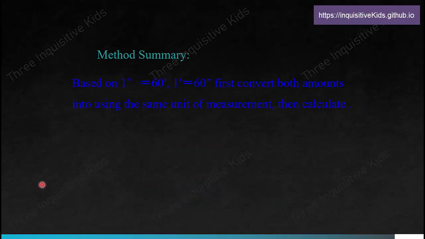So here's a method summary. Based on 1 degree is equal to 60 minutes of arc, and 1 minute of arc is equal to 60 seconds of arc, first convert both amounts into the same unit of measurement, then calculate. So in all the other measurements, like weight and height, you probably encountered that you had to turn them into the same unit of measurement, then you calculate. You can't just add different units together.